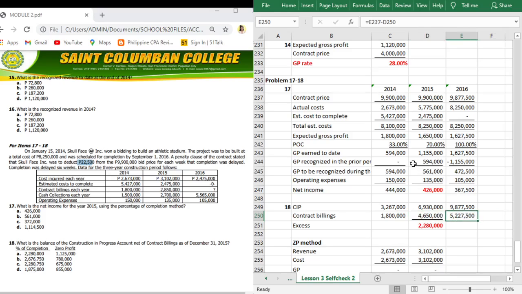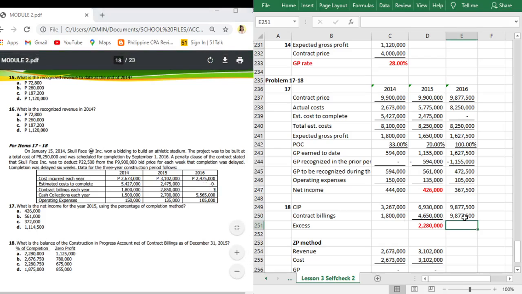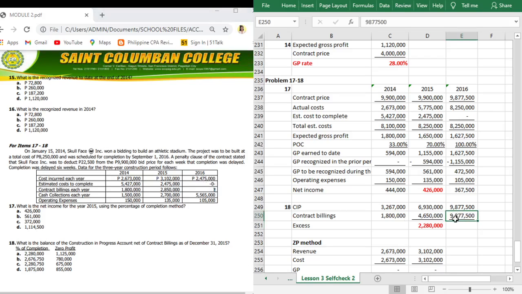So dapat at the end our contract billings is now 9,877,500. Okay, so dapat ha, dire ang mahitabo dire sa ato ang 2016, question mark man na siya. So, diri na tong 5,277,500. And then, the cumulative amount is 9,877,500. So, as you can see, class, sa last year, basta makomplete na gali ang project, equal na ang CIP and contract billings.